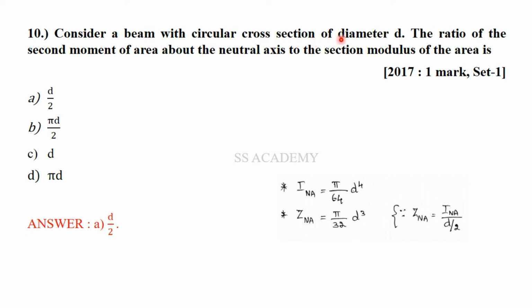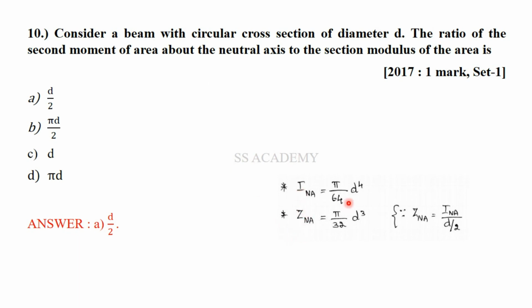Consider a beam with circular cross-section of diameter d. The ratio of the second moment of area about the neutral axis to the section modulus of the area. It is a 2017 Set 1 one-mark question. It is a simple question. They have asked the ratio of the second moment of area about the neutral axis to the section modulus of the area. Just by seeing the question itself, we can say d by 2.